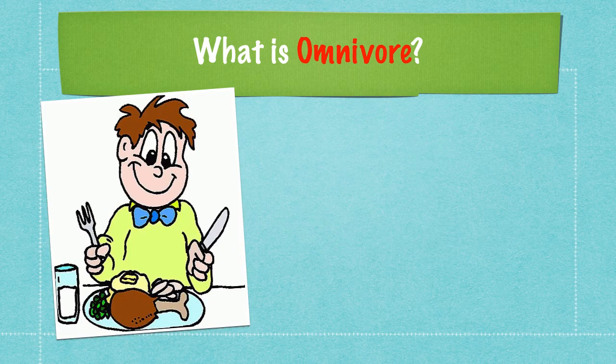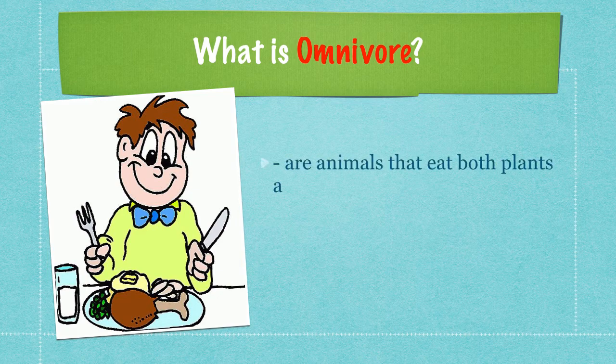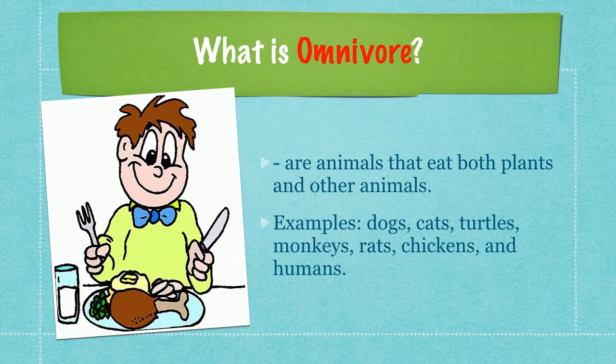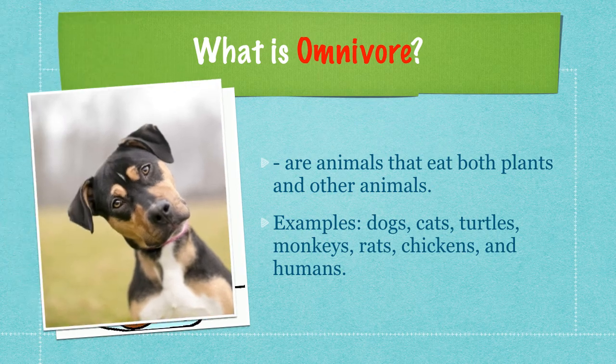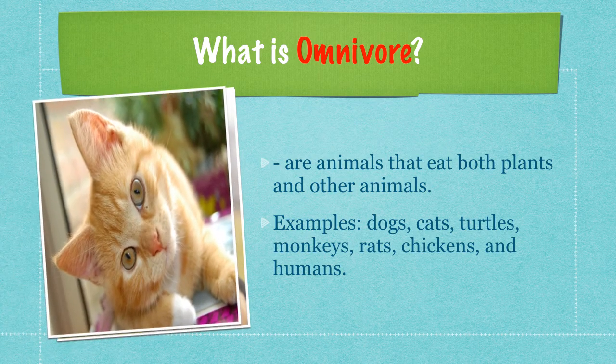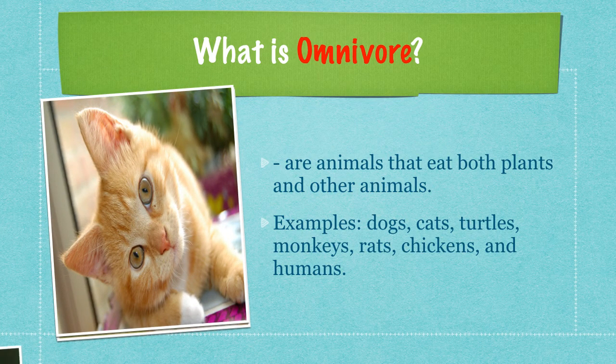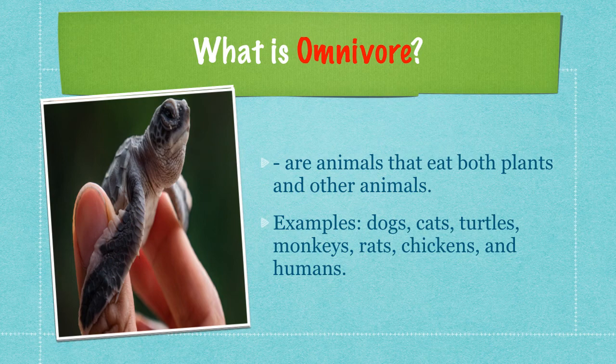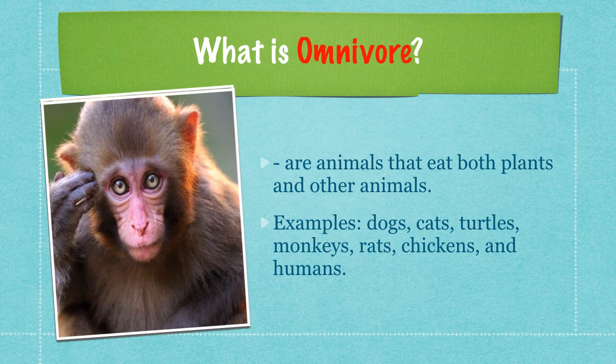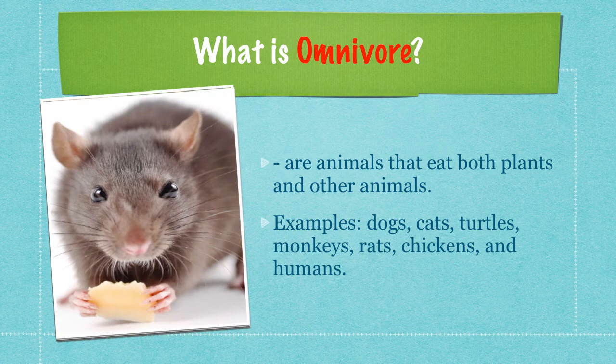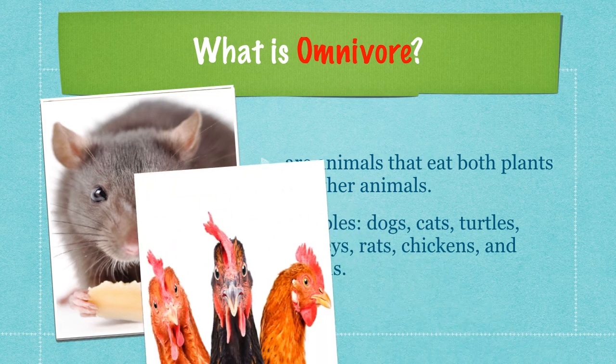Last one. How about omnivore? What is an omnivore? Omnivores are animals that eat both plants and other animals. We have dogs, cats, turtles, monkeys, rats, and chickens.